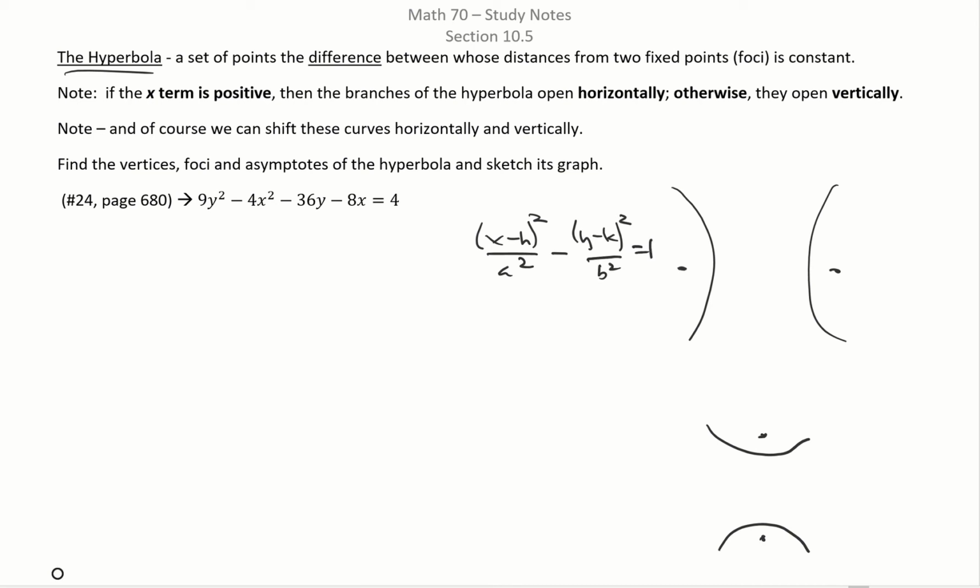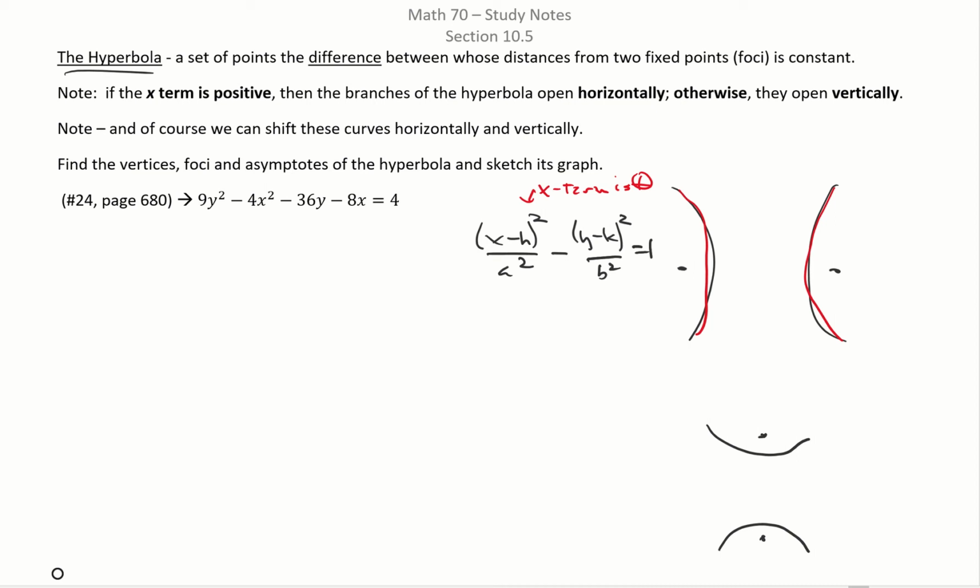And I'll have to say, if the x term is positive, in which case the branches go left and right. They open horizontally as x does, okay, the x-axis.